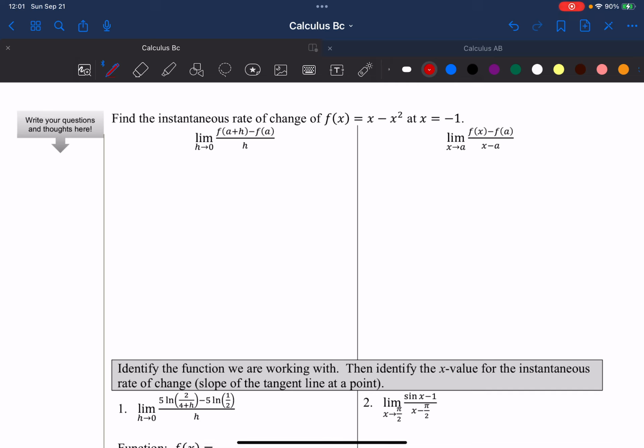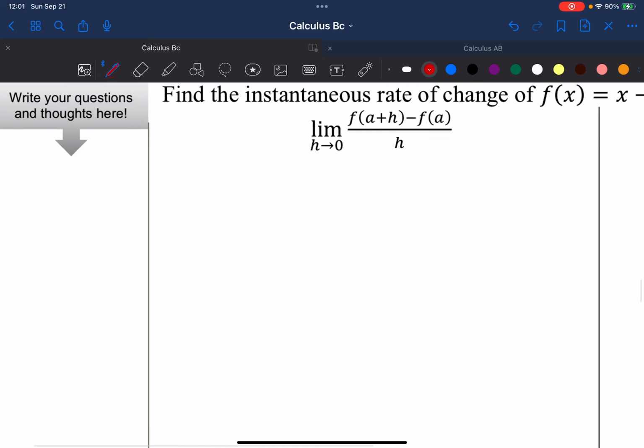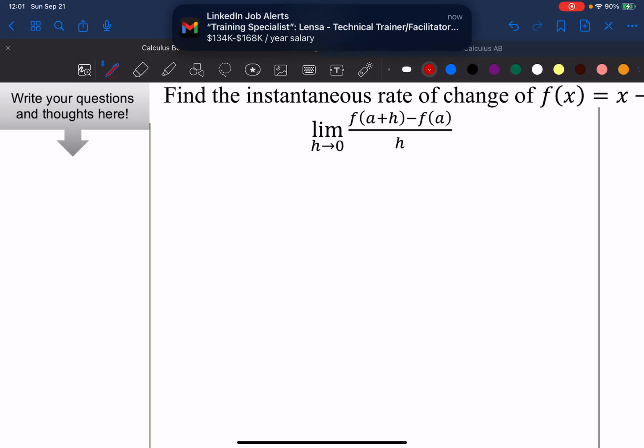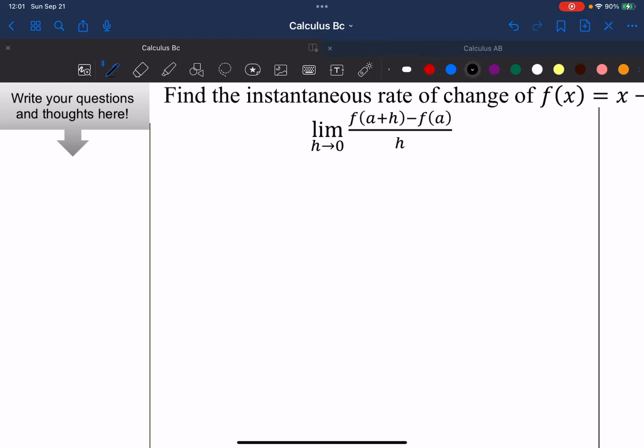Okay, in this example, it says find the instantaneous rate of change of f of x is equal to x minus x squared at x equals -1. So first we're going to use the first definition, limit as h approaches 0. First I'm going to find f of a plus h.